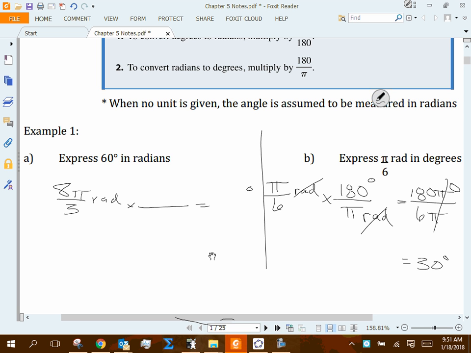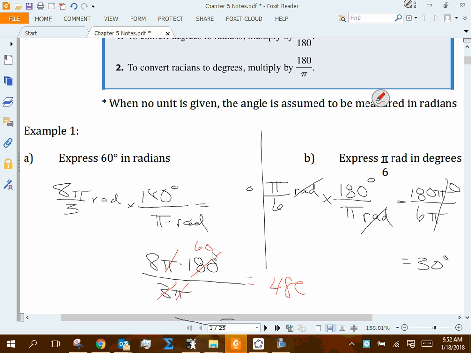Okay, well, what needs to go on the bottom here? Pi radians. And what needs to go on top? 180 degrees. Okay? So I multiply those together. 8 pi times 180 on top, right? 3 pi on the bottom, right? What happens with your pi's? Cancel out. How many times does this 3 go into that 180? 60. Okay, what's 8 times 6? 48. So 8 times 60 is 480. So 8 pi over 3 radians is the exact same thing as 480 degrees.